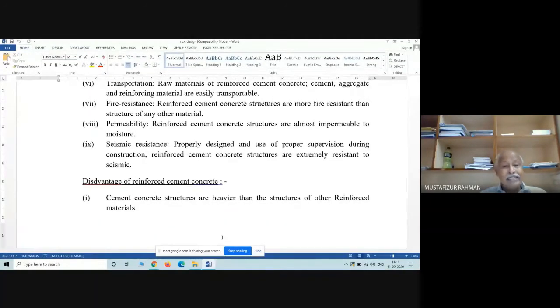Now, what is this seismic resistivity? I will spend one class on that: what is seismic force, how seismic force comes, how seismic force acts. We will know that in some other class. Okay, so these are the few advantages you have got.